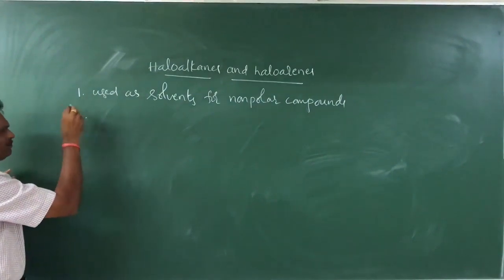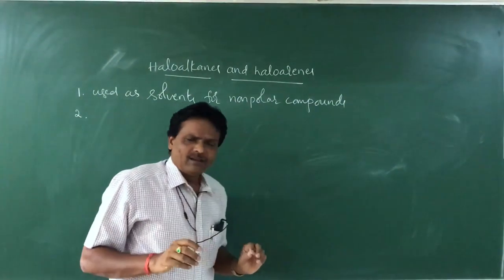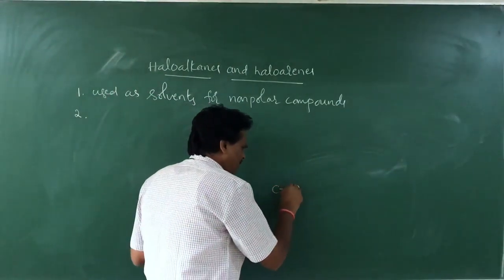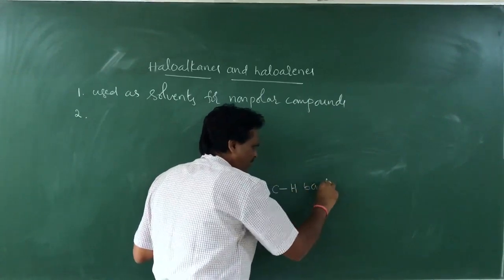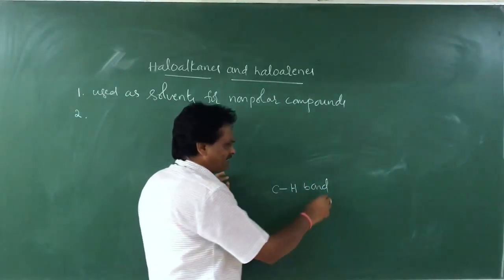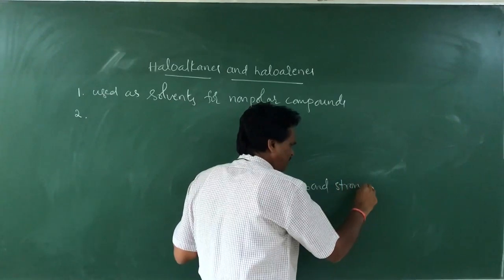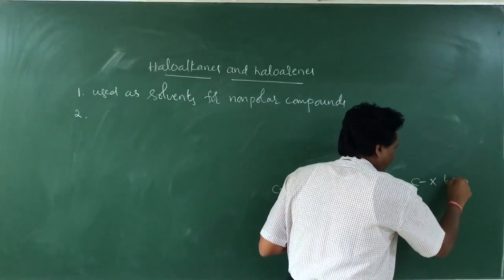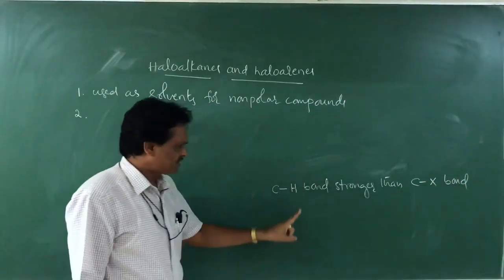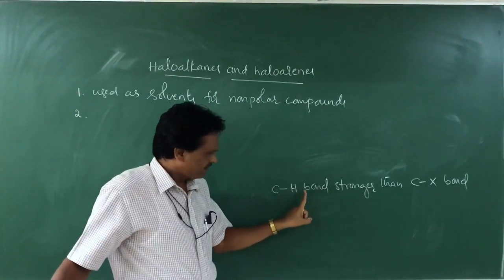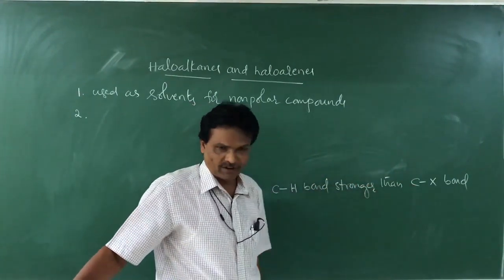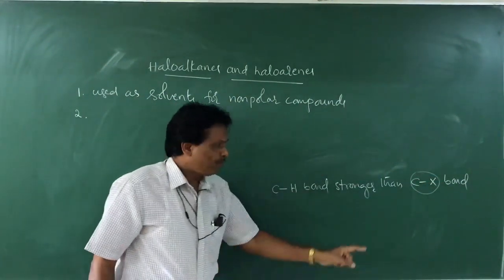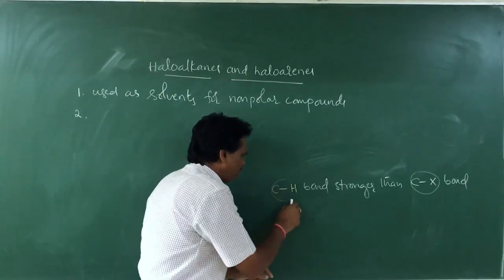Then the second one is, we know that in case of hydrocarbons, the CH bond is stronger than the CX bond. It means that the CX bond is weaker than the CH bond.